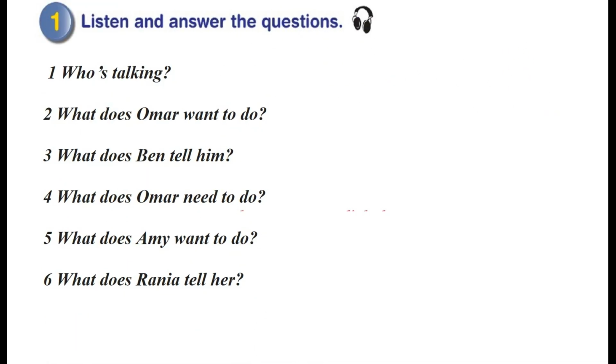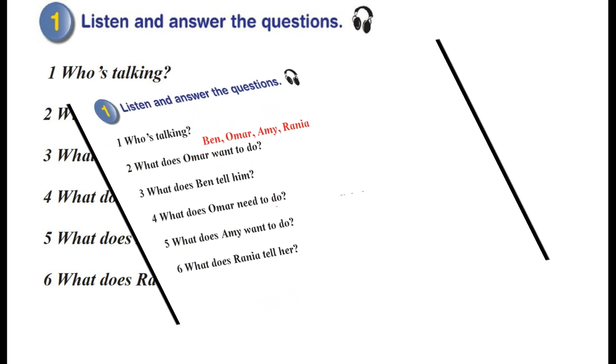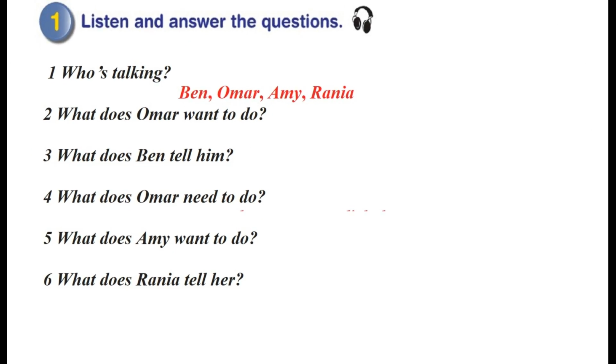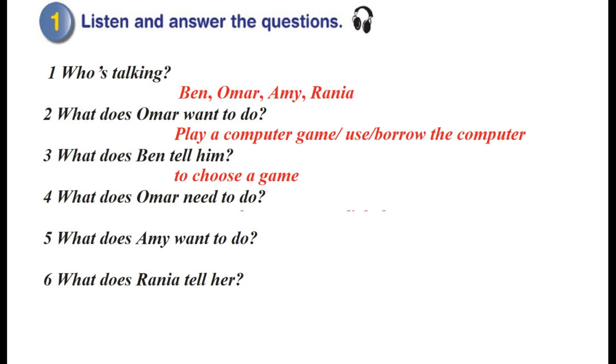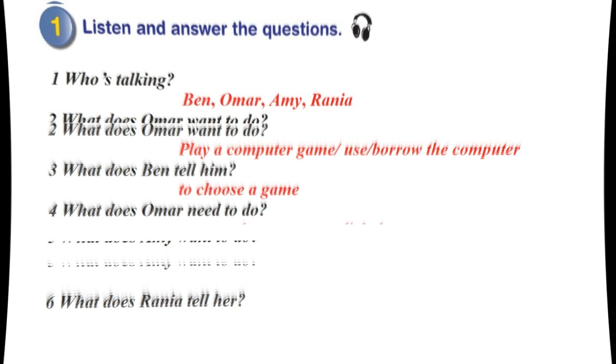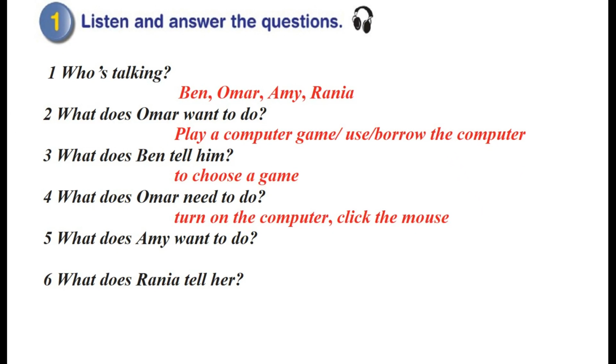Listen and answer. 1. Who's talking? Ben, Omar, Amy, Rania. 2. What does Omar want to do? Play a computer game. Use the computer. 3. What does Ben tell him? To choose a game. 4. What does Omar need to do? Turn on the computer. Click the mouse.